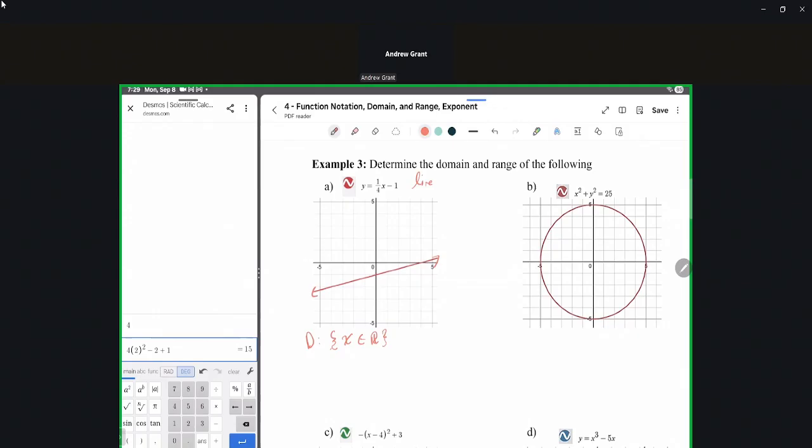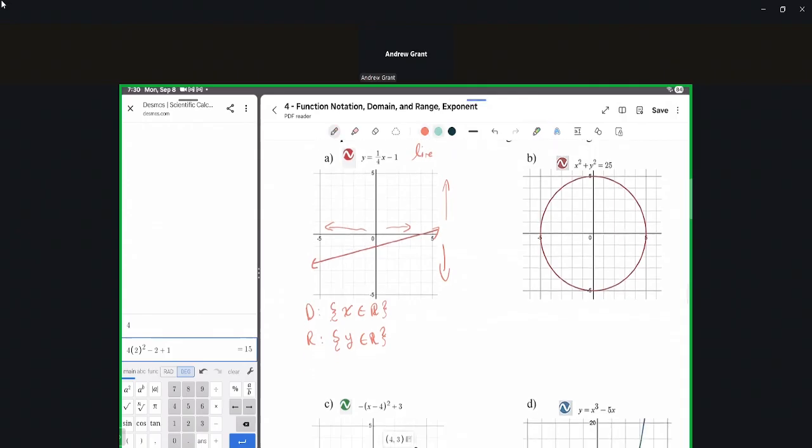You can also describe the domain and range in words if you'd like, and you'll see why we might want to do that for the next example. Similarly, the range for this line will be y is an element of all real numbers again. And the reason for that is because for the domain, if we look left and right, we don't seem to have a problem. And if we look up and down on the graph, we can kind of go as far as we can. So where do we have a problem?